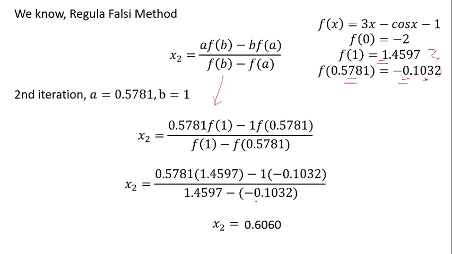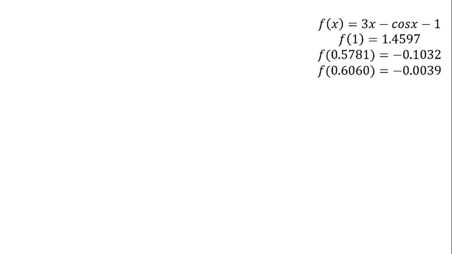Now if you observe, x1 is 0.5781, and now x2 we have 0.6060. So both are not the same, so we have to go for the third iteration now. Let us start the third iteration. As I already told you, I will repeat the formula.